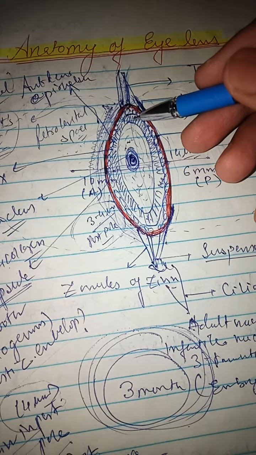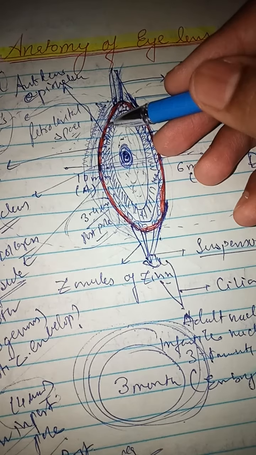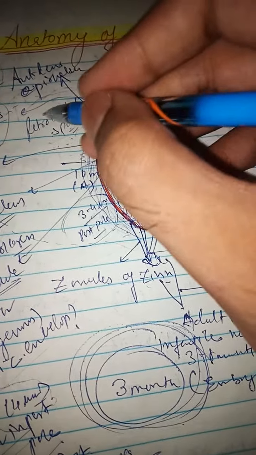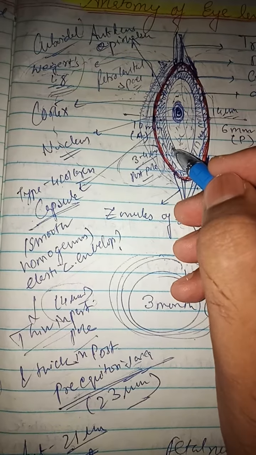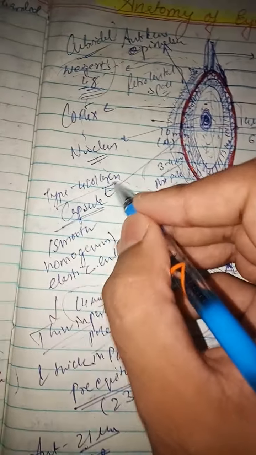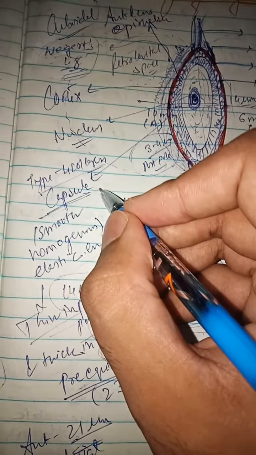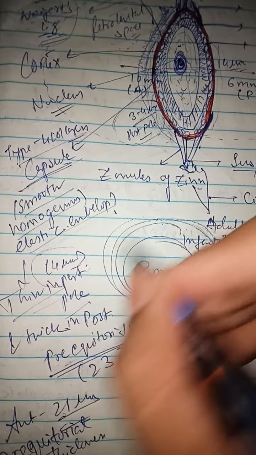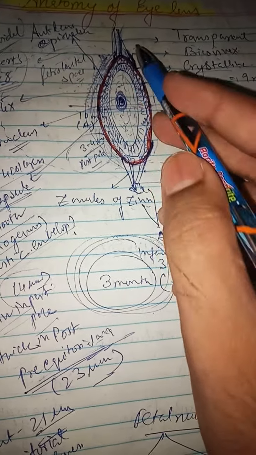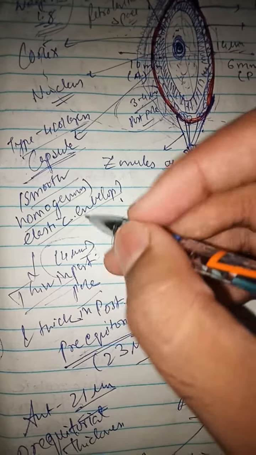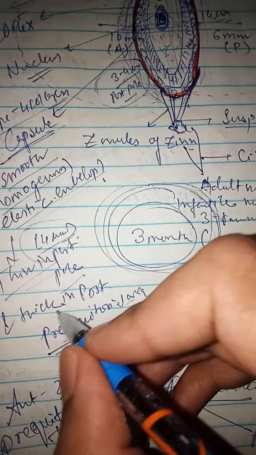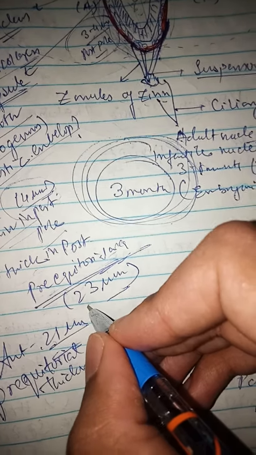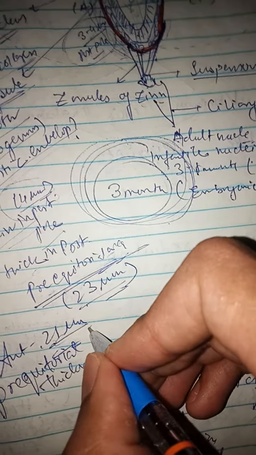between the cortex and the anterior lens capsule, not posterior, there is the anterior lens epithelium. The cortical fibers are made up of type 4 collagen. Now, this capsule is composed of a smooth homogeneous elastic envelope which is thin at the pole. In the pole the capsule is thin, 4 micrometer, but in the posterior preequatorial and the anterior preequatorial area the capsule is thick, 23 micrometer and 21 micrometer respectively.